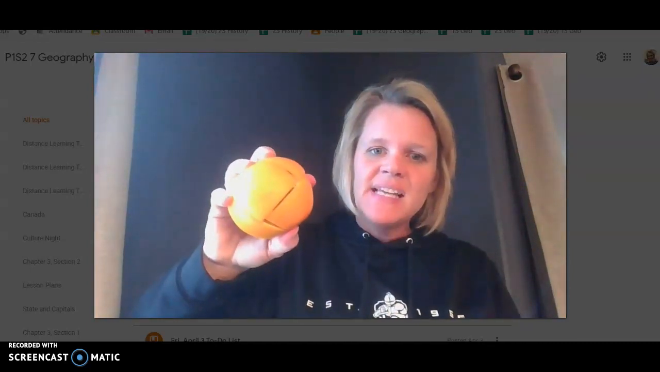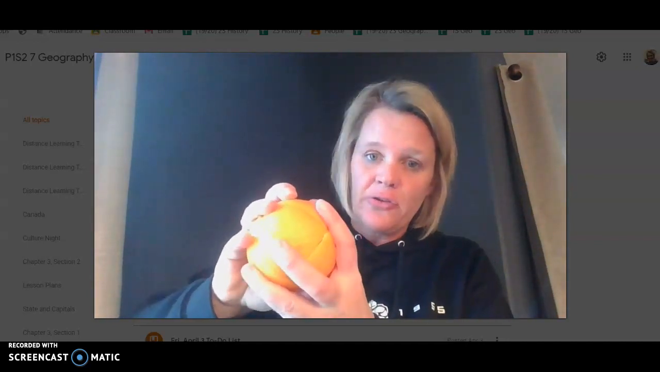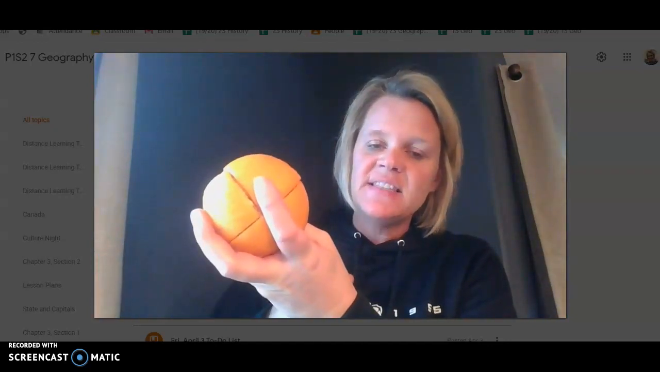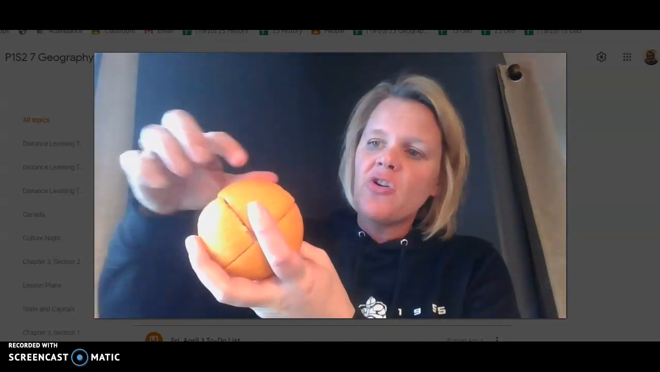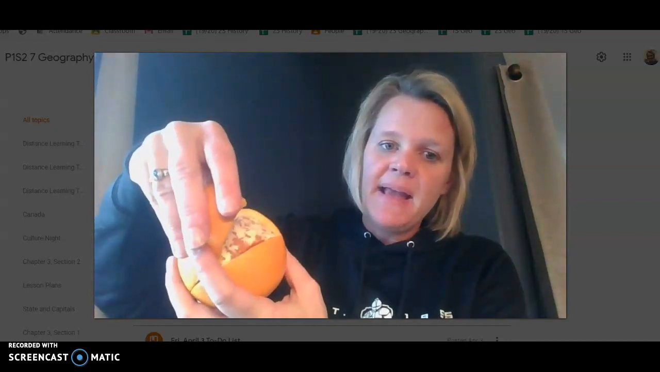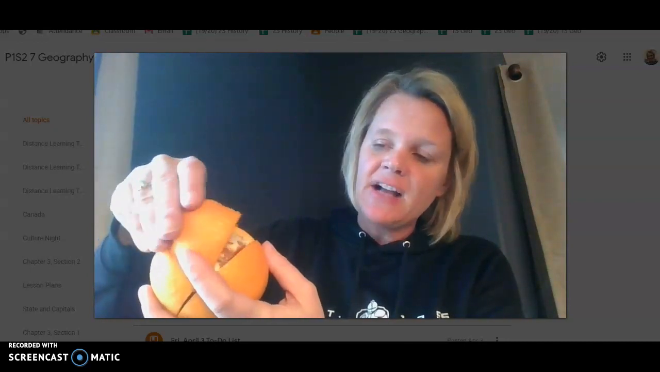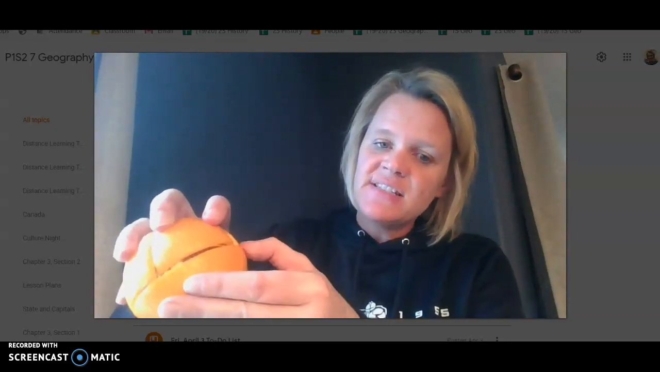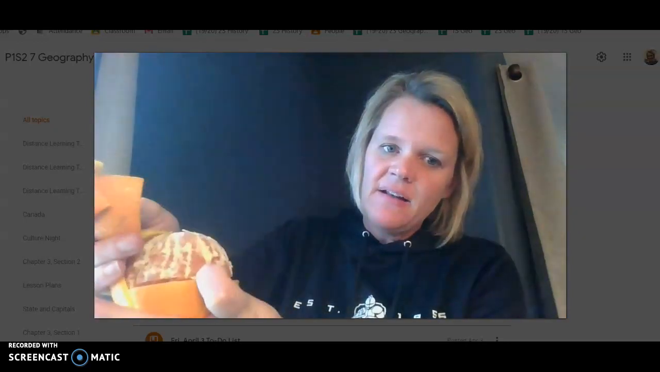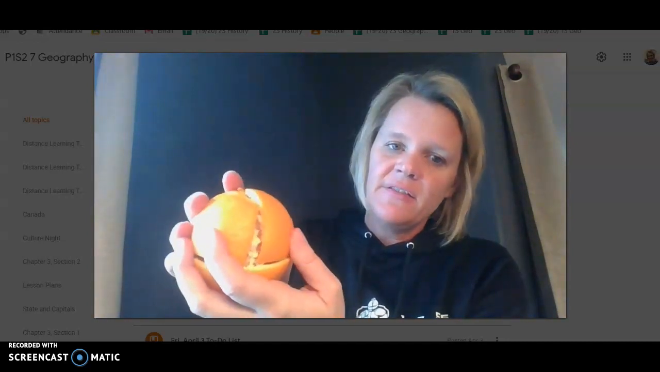I want you to pretend that this orange represents the earth. So the skin or the peel of the orange is the Earth's crust. The crust is this thin layer that protects the mantle. And the crust is chopped up into actually little pieces, just kind of like I have this peel here in these pieces that all fit together to cover the orange.